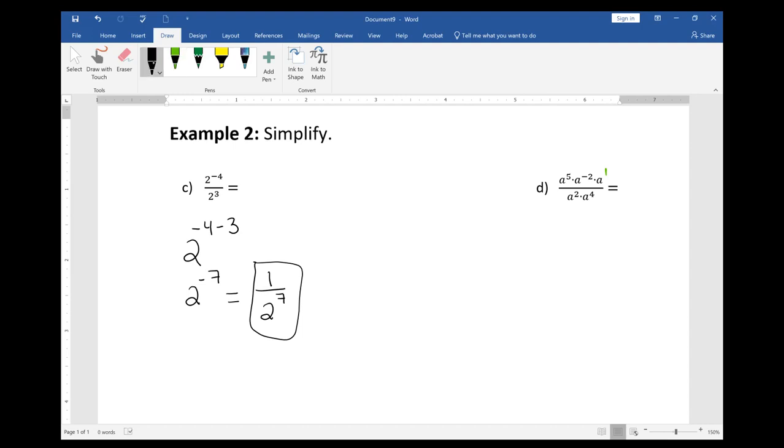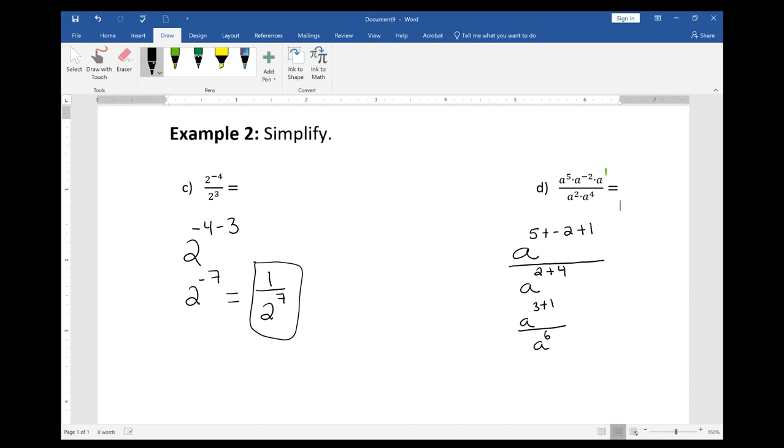We have a to the power of 5 times a to the power of negative 2 times a to the power of 1. Since we have the same base, we could keep the base and add the exponents. So then we would have a to the power of 5 plus negative 2 plus 1. And on the denominator, we could do the same. We have the same base, so keep the base and add the exponents. 2 plus 4. So that will leave us with, in the numerator, a to the power of 3 plus 1 over a to the power of 6.